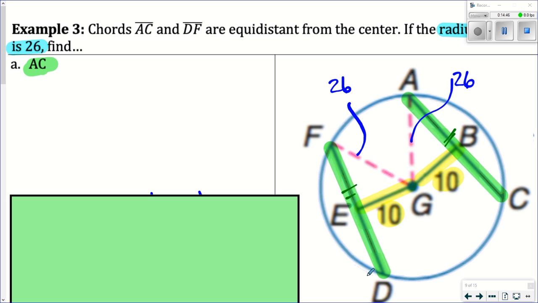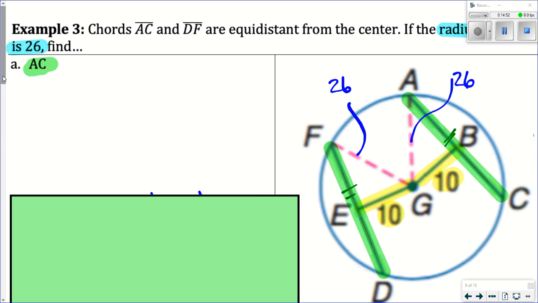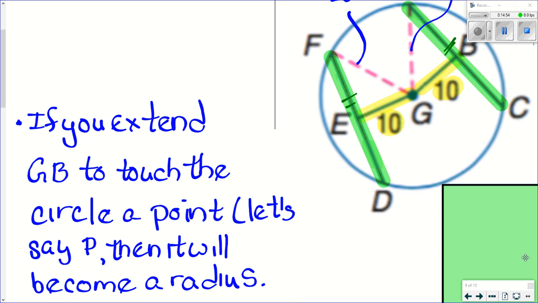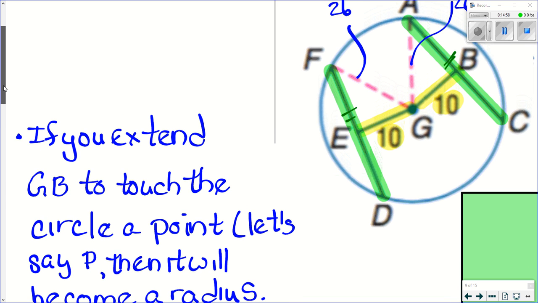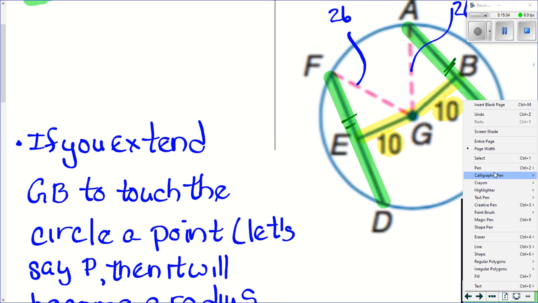So we know what we're dealing with. Okay, so let's start trying to find AC. So what did I write here? This is if you extend GB to touch the circle at a point, let's say P. So I'm going to extend GB.